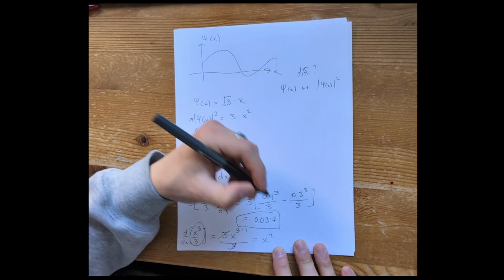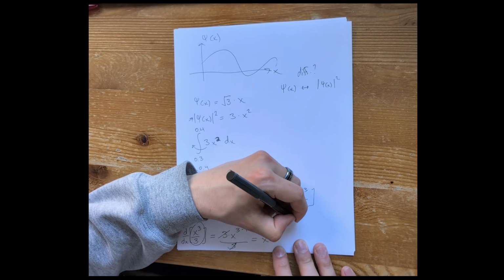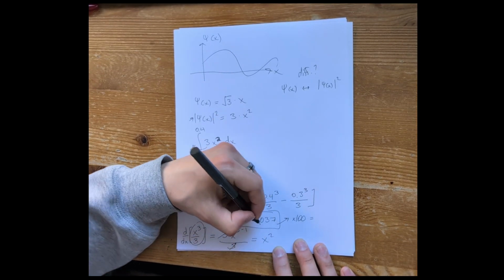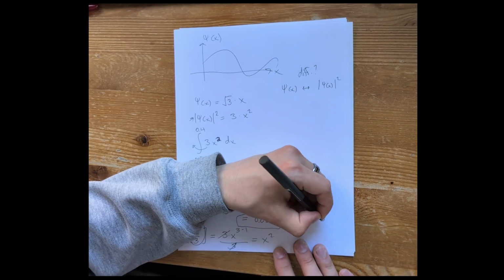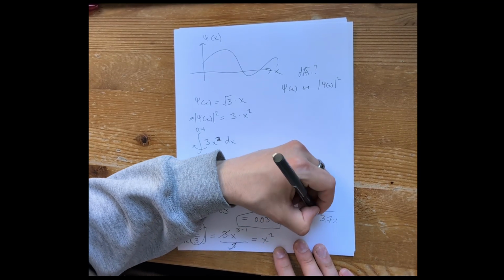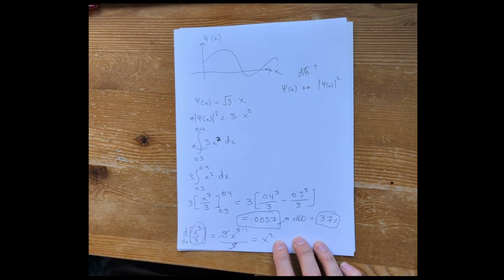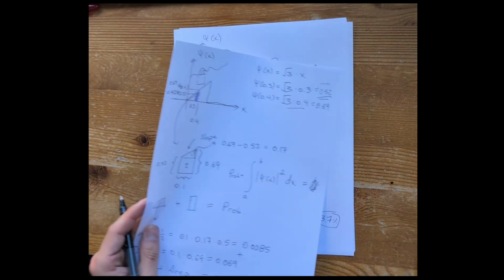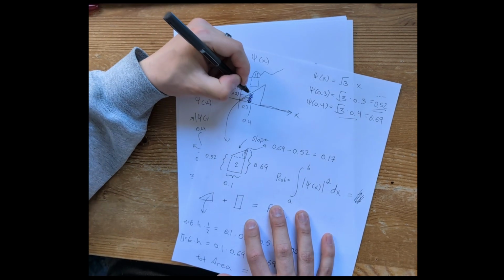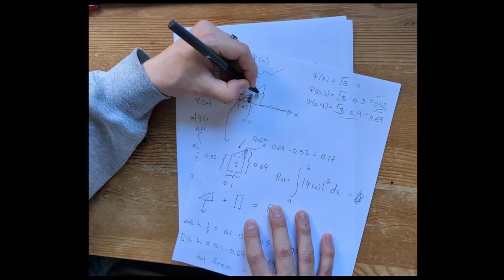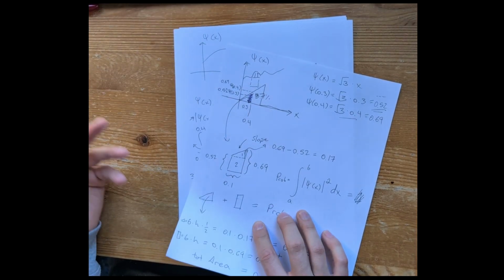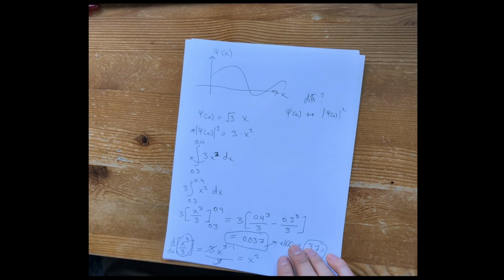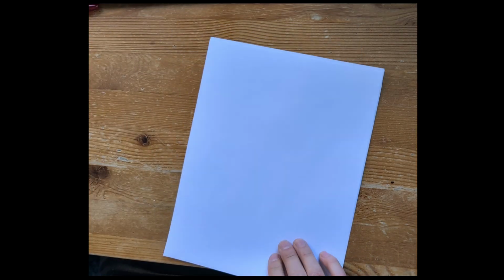So now you can put a box around this. This is a probability. So if you multiply this by 100, what you get is 3.7%. So the probability of finding the particle in this region here is 3.7%. And I hope you guys were able to learn something interesting from that.